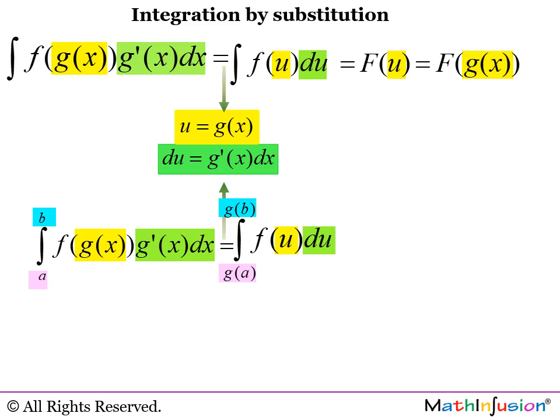Here is what I get. The integrand is exactly as before, but now I'm changing the limits of integration. So if a was in the country of the x, then in the country of the u it now equals g of a. And the limit b in the x is now going to be g of b in the u.